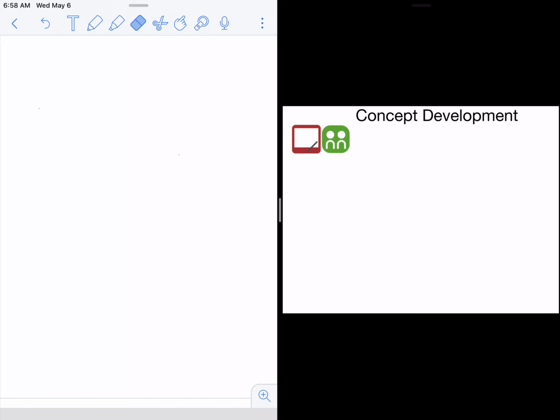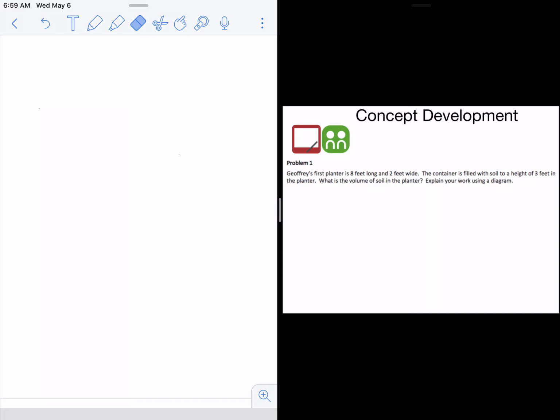This is Module 5, Lesson 7. Today we are solving word problems when we're finding the volume of rectangular prisms with whole number sides. So first today for our concept development, we have a problem.